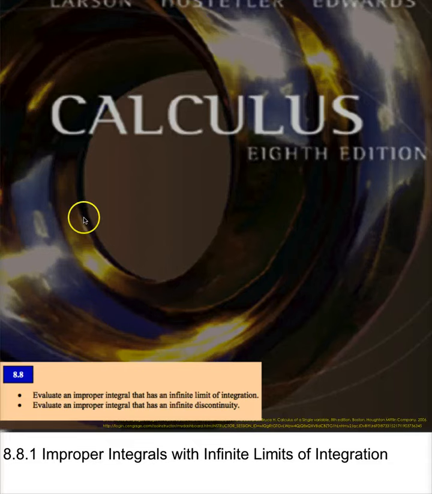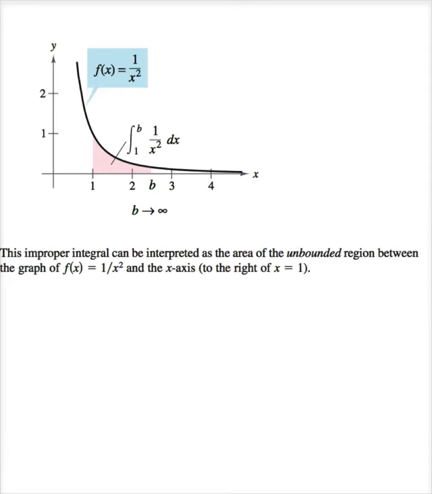Let's talk about improper integrals that have infinite limits of integration. Suppose I want to integrate from 1 to some point b of f of x, which is 1 over x squared. I'll simply write the integral from 1 to b of 1 over x squared, and I can do that quite easily. But what if I want to look at the limit as b goes to infinity?